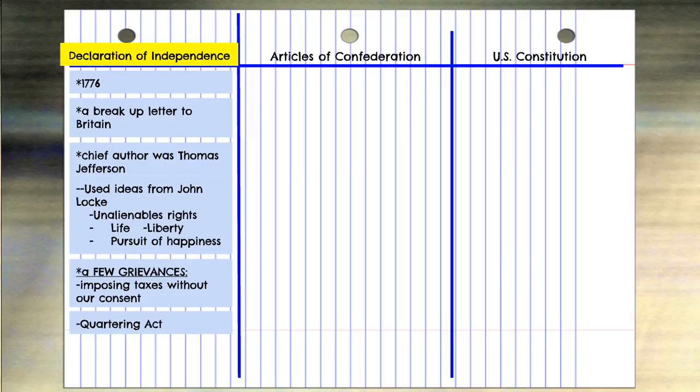Another one was the Quartering Act, forcing us to keep soldiers in our homes. And another one was searching our homes without just cause. In other words, no, they didn't have a good reason to go into our home. So pause it as needed. Take care of all these notes for this column.